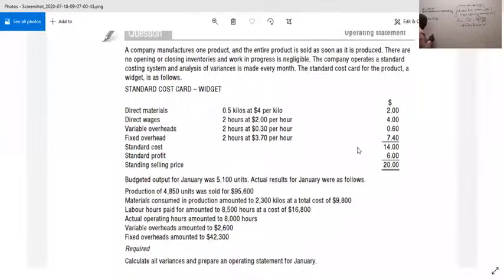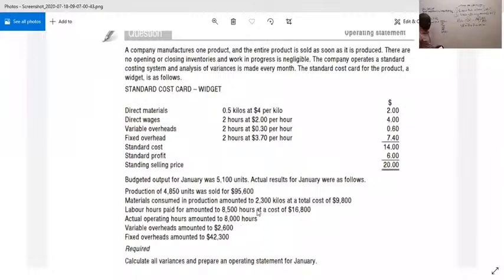And then go to the actual labor. From the actual statement given down there, we can see the labor hours paid were 8,500 hours at a total cost of $16,800.